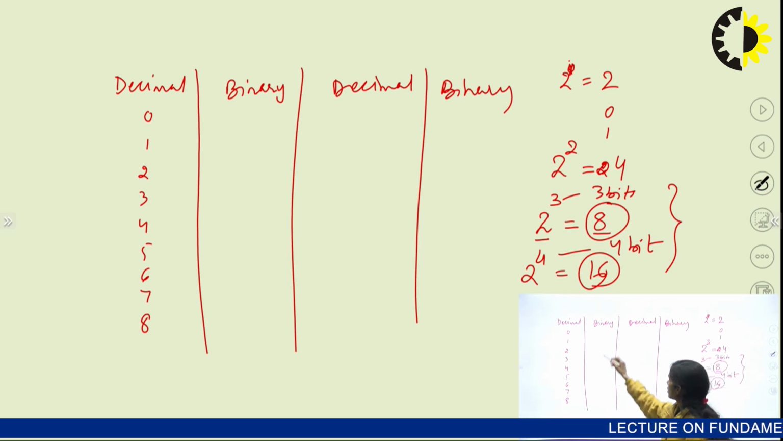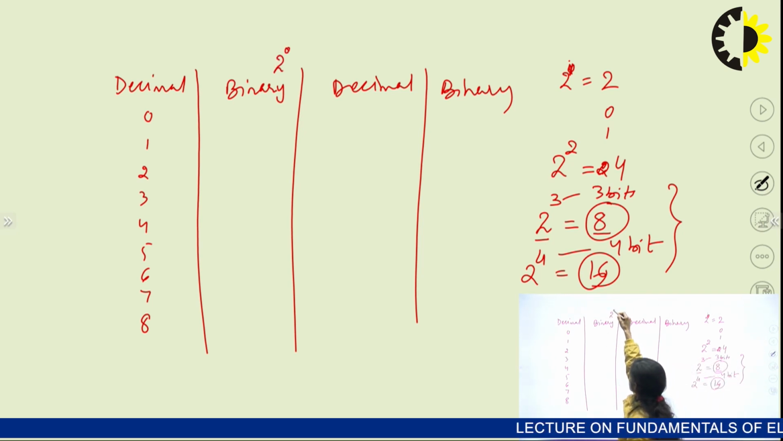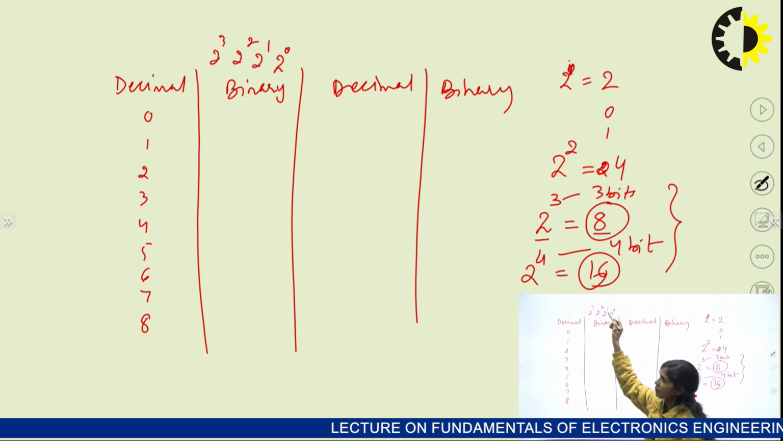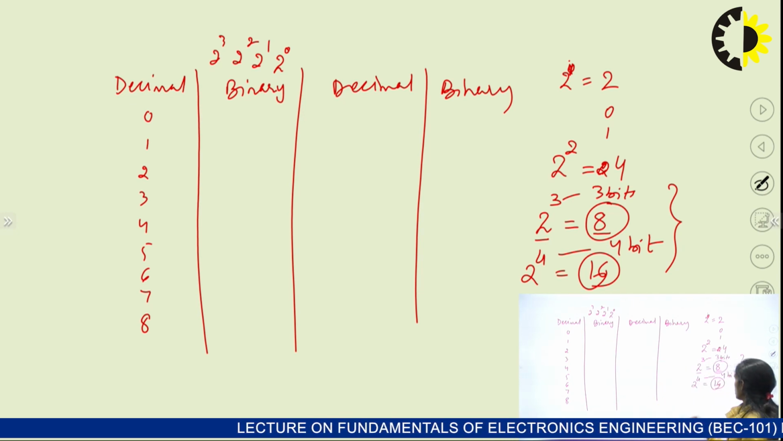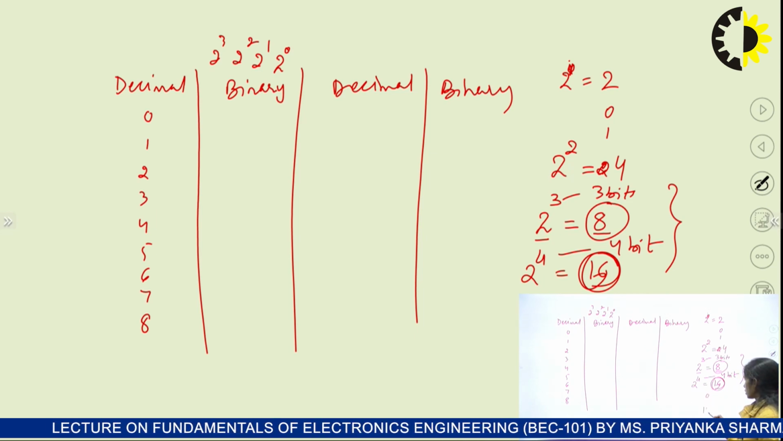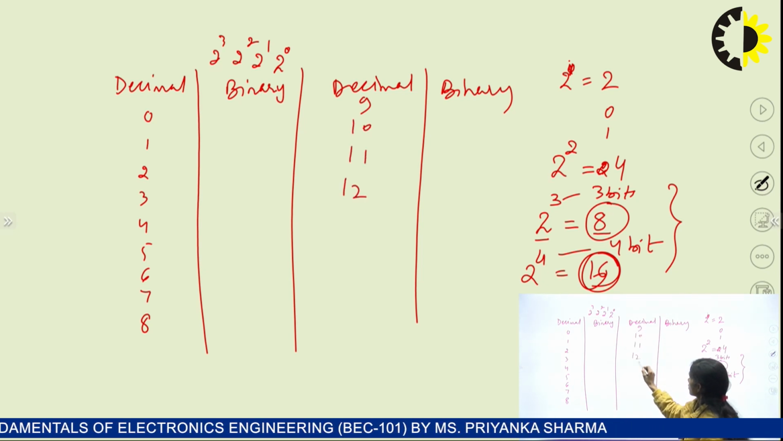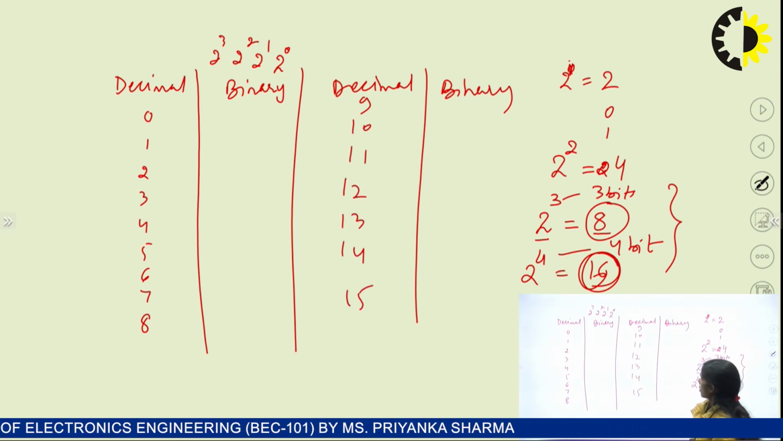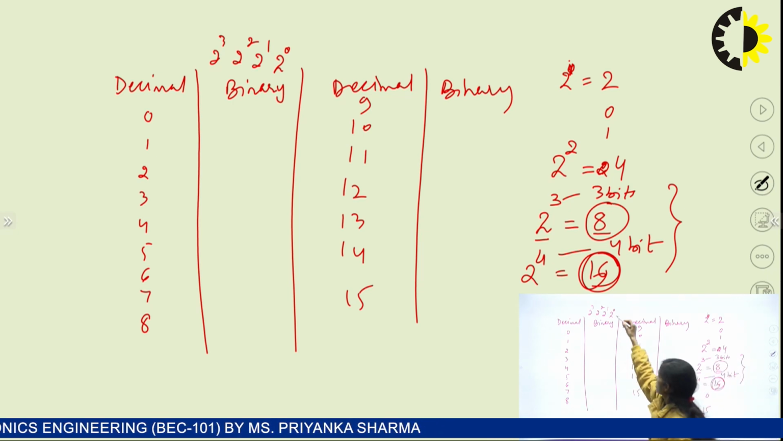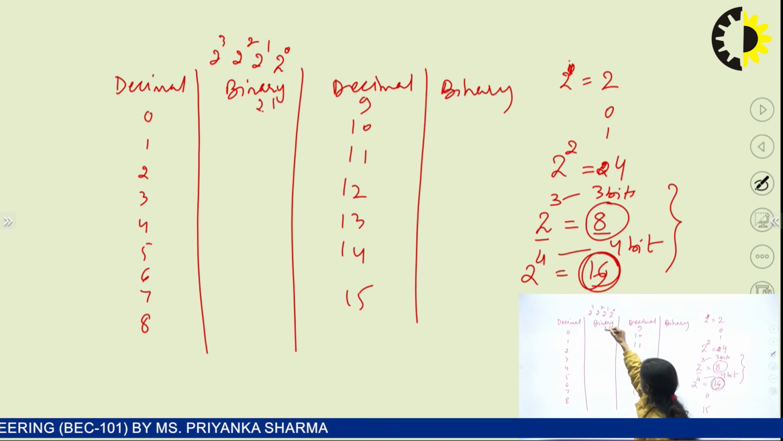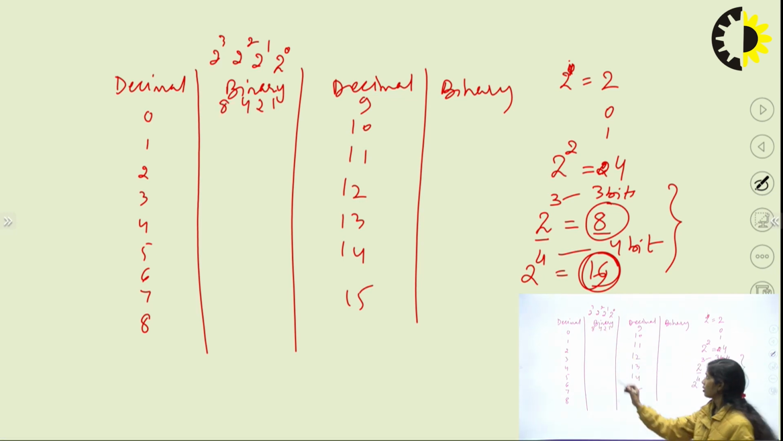There is a shortcut method. Binary weightage starts from 2 to the power 0, 2 to the power 1, 2 to the power 2, 2 to the power 3. If I am taking 4 bits, there are 16 combinations possible, from 0 to 15. So we can have a counting from 0 to 15, and each position has a weightage. This is 1, this is 2, this is 4, 8. So this is a 4-bit code. From this we can make the table.